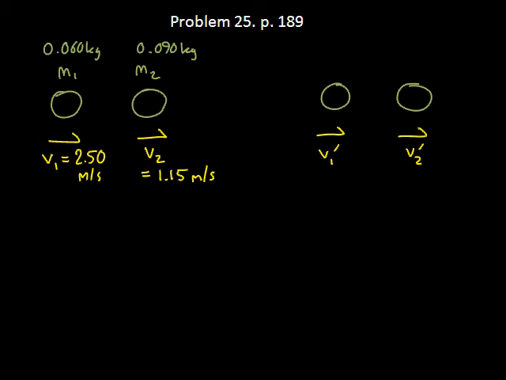Problem 25, page 189. Make sure you've read the problem before you go any further. I've got a sketch of it here. We've basically got two tennis balls with different masses traveling at different speeds that are going to collide with one another and then be moving at two new speeds, v1 prime and v2 prime, after the collision. And we're told to assume that it's an elastic collision between these two balls.